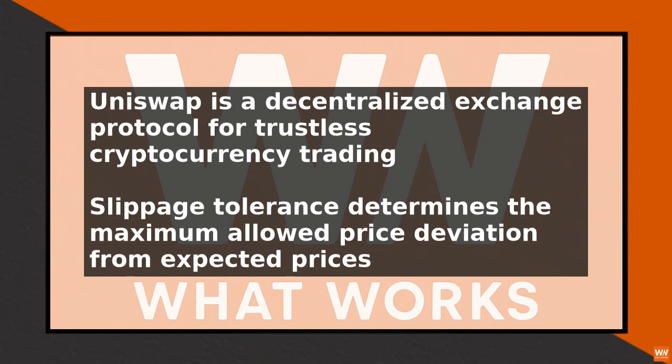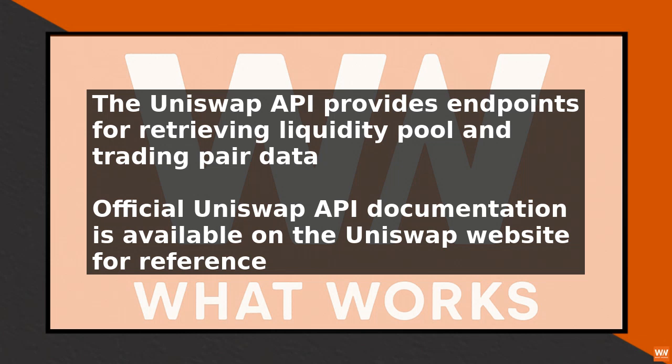and minimize potential losses. Step 1. Understanding Uniswap API. To query Uniswap slippage tolerance, you need to understand the Uniswap API and its endpoints. The Uniswap API provides a set of endpoints for retrieving data on liquidity pools, trading pairs, and other relevant information. You can find the official Uniswap API documentation on the Uniswap website.